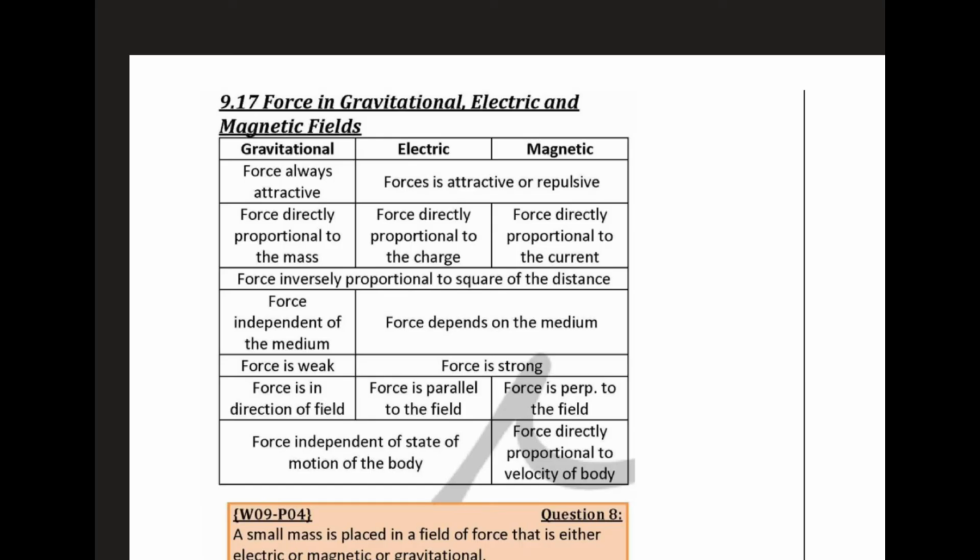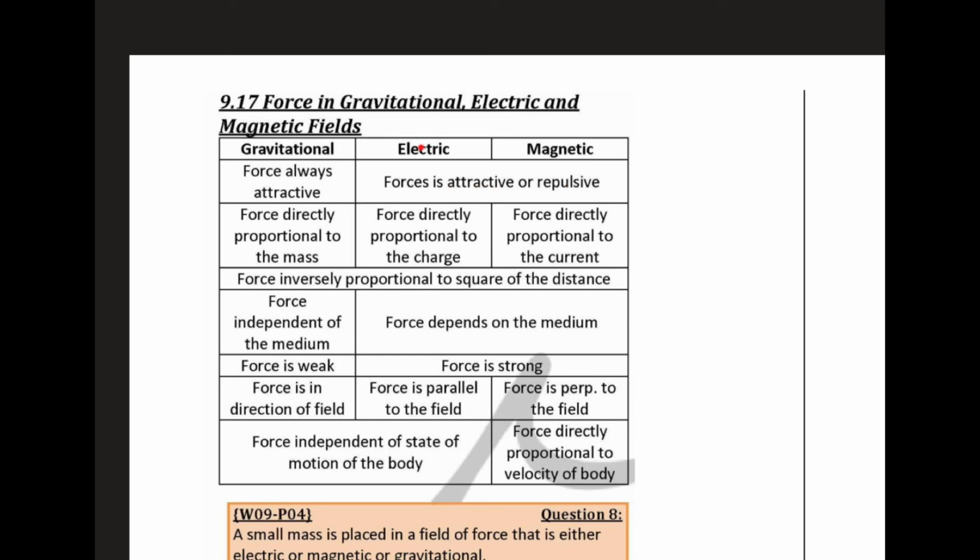Okay, this is the last subtopic, which is the comparisons between the gravitational field, electric field, and magnetic field. They are related somehow, so we need to know how. So we start with gravitational. They say the force is always attractive, and for the electric field, the force is attractive or repulsive.